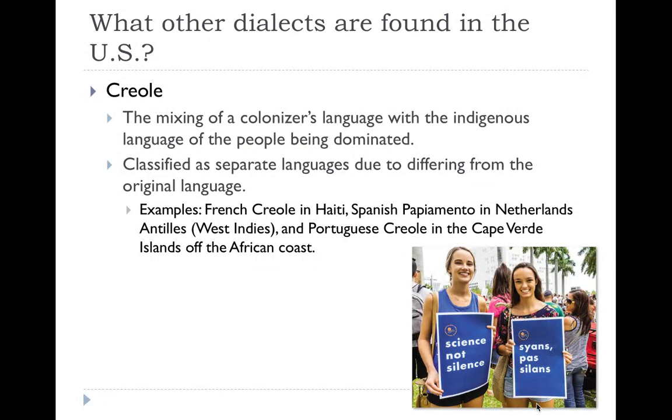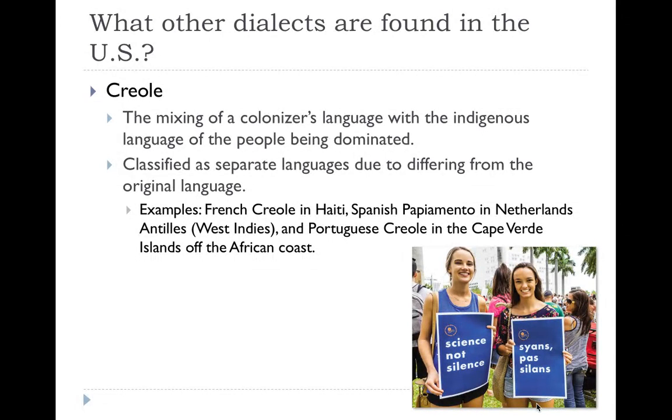Another dialect that we see in the United States is Creole, and this is not just in the United States, it's other parts of the world too. It's not necessarily a part of a language, but it is kind of the mixing of a colonizer's language with the indigenous language of the people that were in that area. And most of the time, those people are being dominated by the colonizing people.